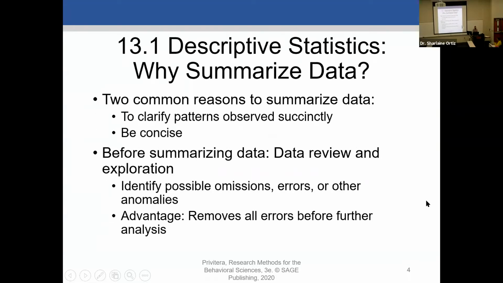Now, one of the first things that I would like to cover is why exactly do we have to summarize data? Why is it that I cannot just gather the data, right? For example, in your previous lab and your current lab, you have been looking into data. Why can't we just present it?